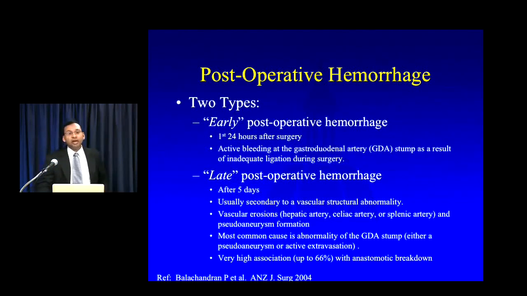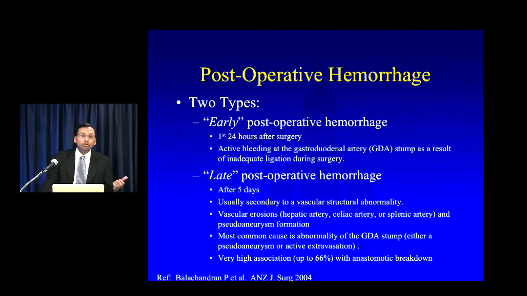Now, postoperative hemorrhage can be broadly divided into two types. There is early postoperative hemorrhage that occurs in the first 24 hours after surgery, and it's almost always going to be bleeding from the GDA stump, typically as a result of inadequate ligation during surgery. On the other hand, late postoperative hemorrhage tends to occur a few days later, usually after 5 days, and by this point you're dealing with a real structural abnormality of the vasculature.